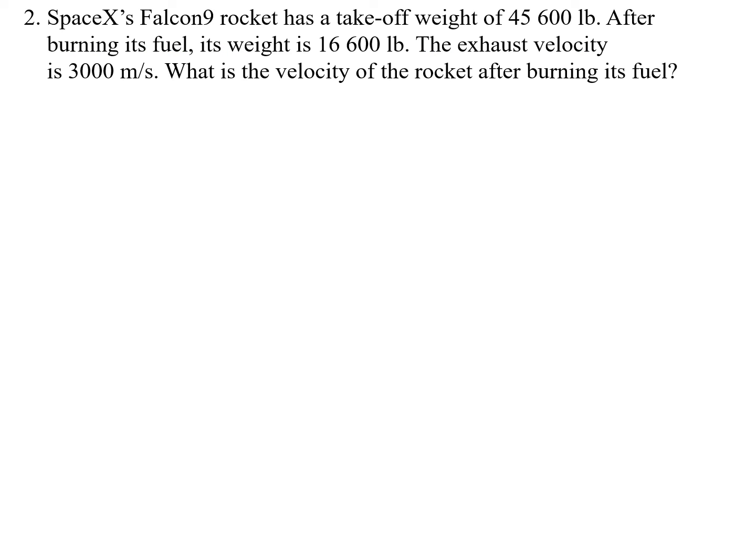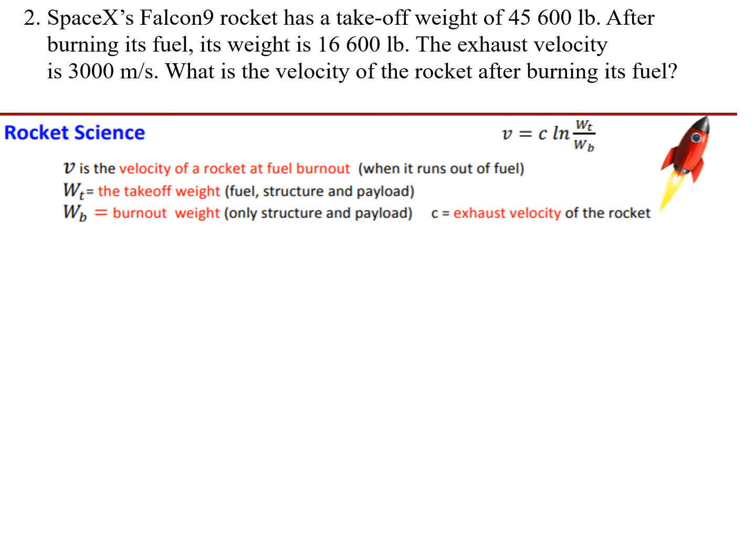SpaceX's Falcon 9 has a takeoff weight of so much, mostly fuel. After burning its fuel, its weight is that. If the exhaust velocity of the fuel is 3,000, what is the velocity of the rocket? Okay, we're looking for the velocity of the rocket. This is the rocket equation, where V is the velocity at fuel burnout, which is what we're looking for. W sub T is the takeoff weight, which was that. W sub B is the weight after burning its fuel, and C is the exhaust velocity of the rocket, which is 3,000.